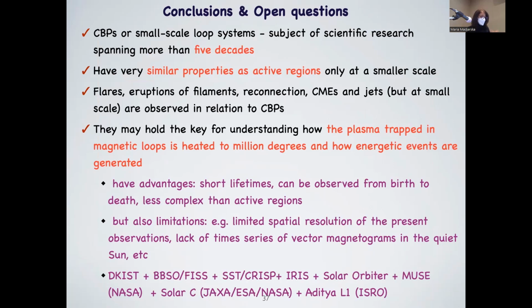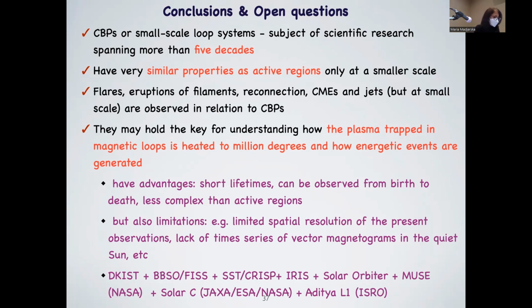So what I talked about are these small-scale loop systems, which appear to be really very important. They have been studied since 1969, so almost more than 50 years. They have very similar properties as active regions, but they're all on small scale. So we have numerous small active regions on the sun, flares, eruptions of filament, magnetic reconnection, coronal mass ejection jets, but all mini, observed in relation to coronal bright points.